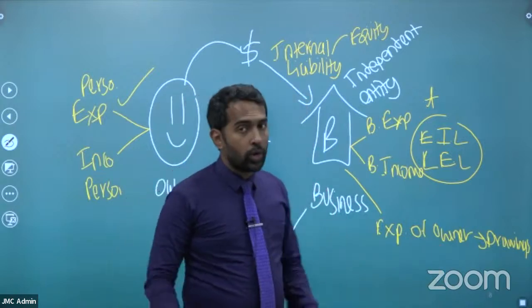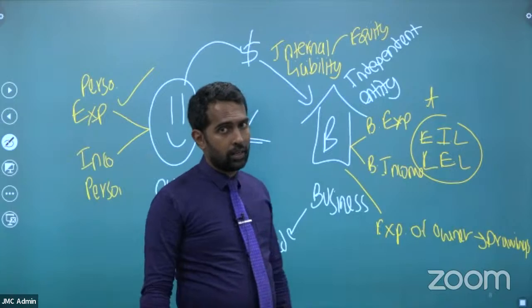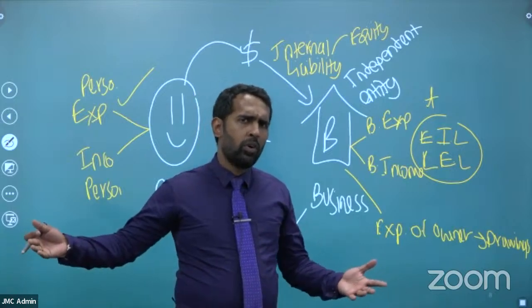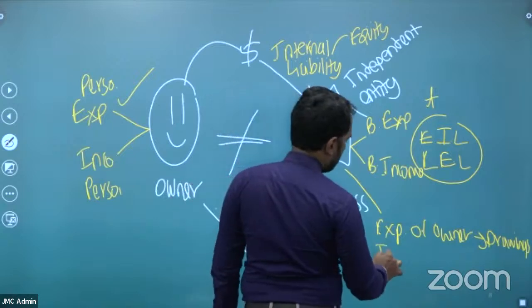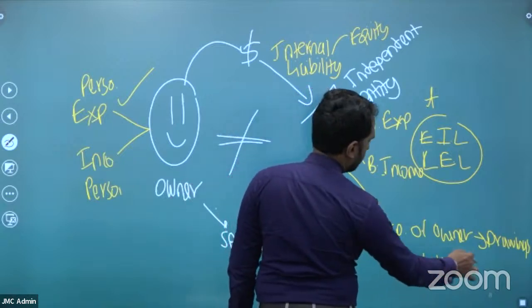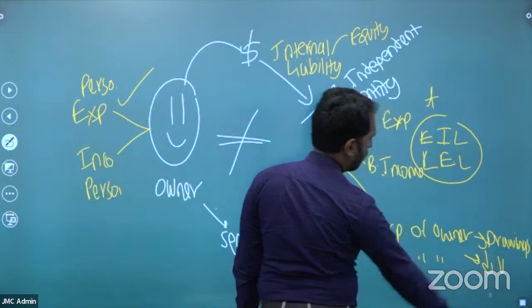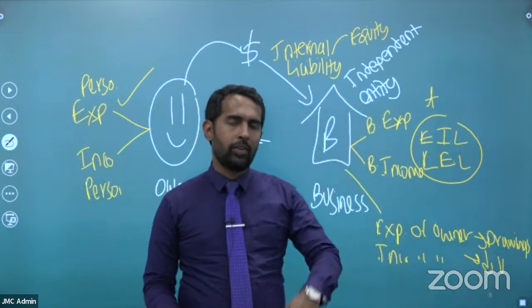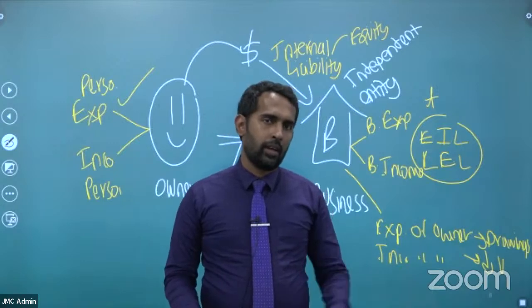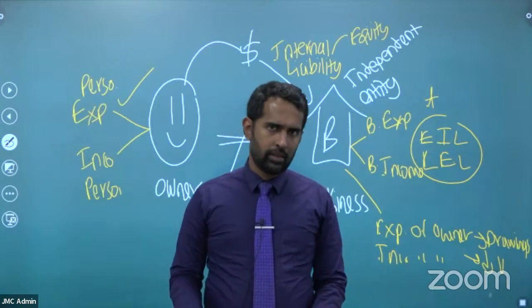Let's say one of the owner's interest incomes is received by the business. That is personal income of the owner. So we consider it as a reduction of a drawing. It's kind of a reduction of a drawing.